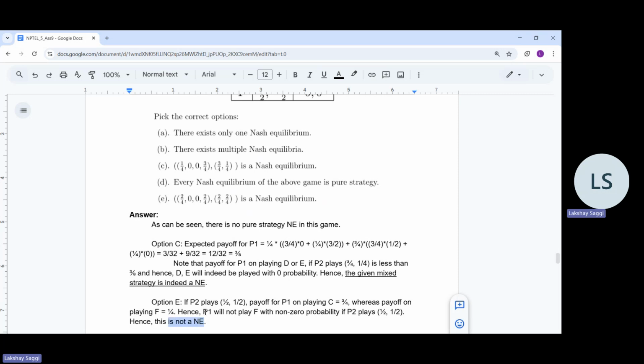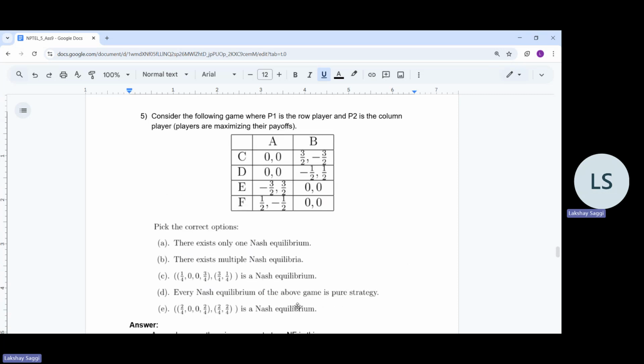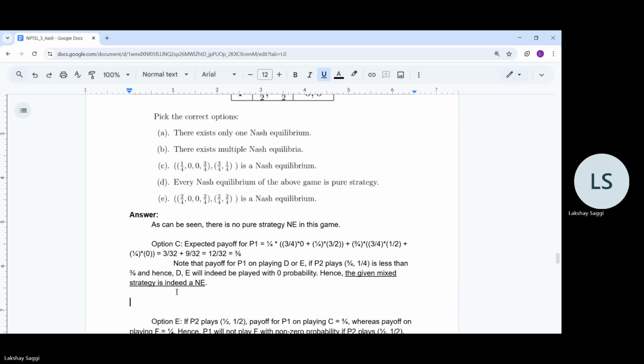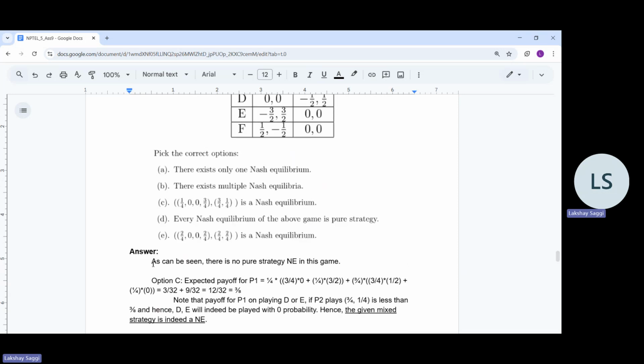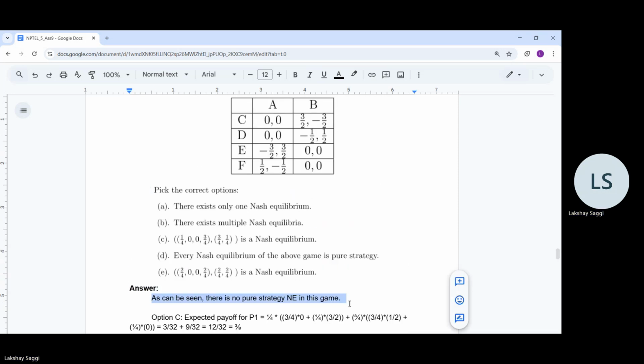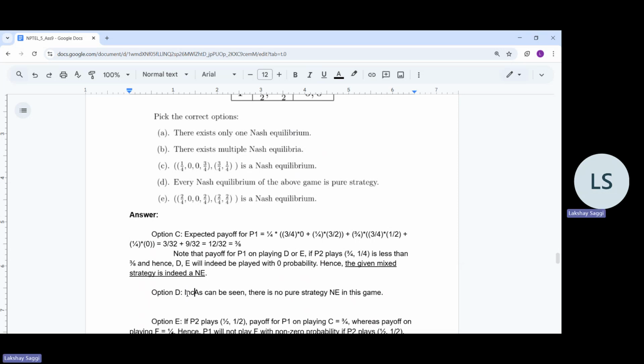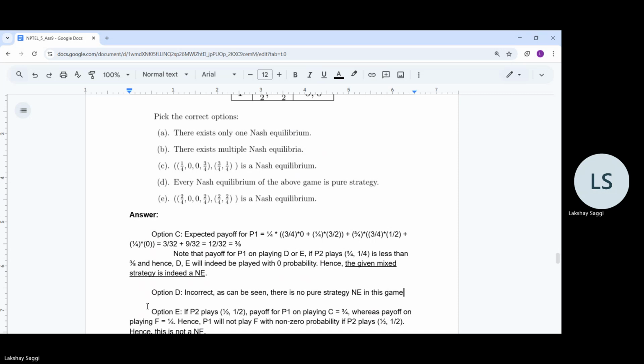So yeah, we just checked that this is not a Nash equilibrium. For these two options, we checked that these two are Nash equilibria. So option D, maybe we should also write about option D. Option D was about every Nash equilibrium of the above game being a pure strategy. We already said that no pure strategy in this game is a Nash equilibrium. So incorrect. As can be seen, there is no pure strategy Nash equilibrium in this game.